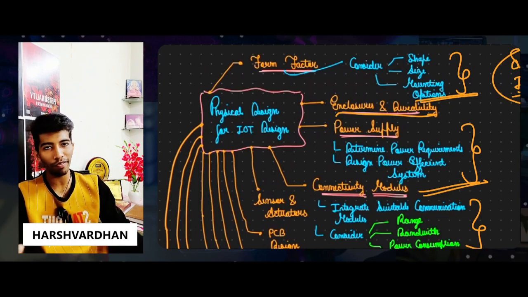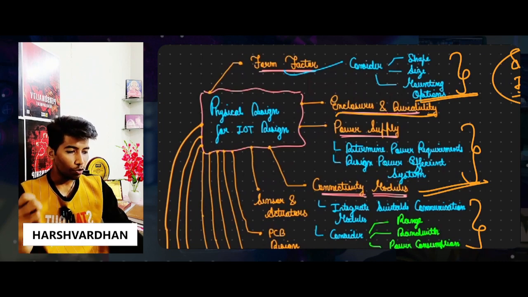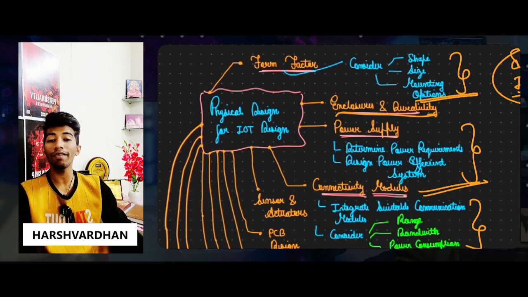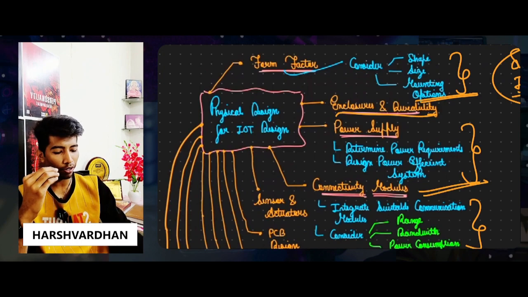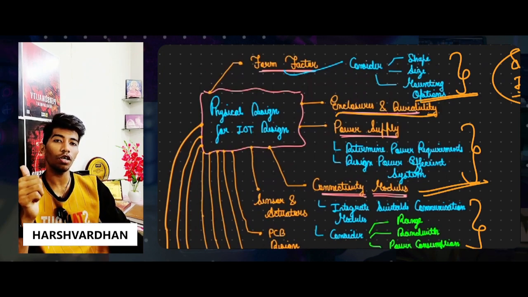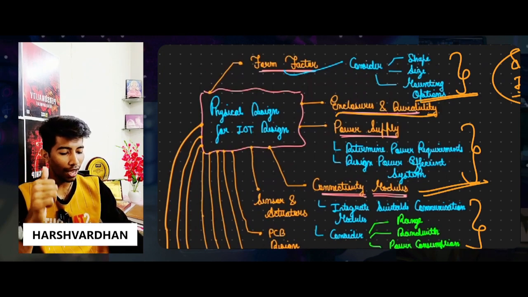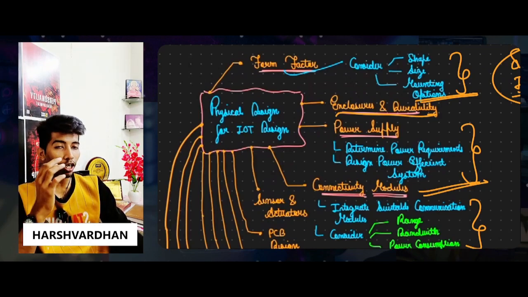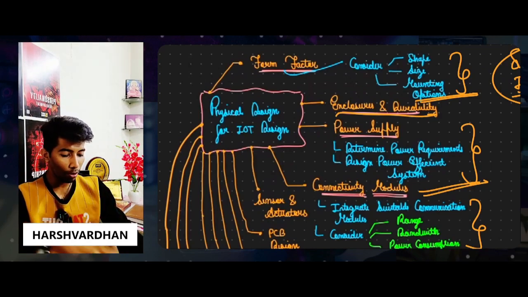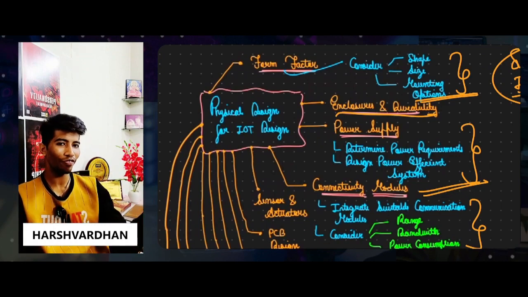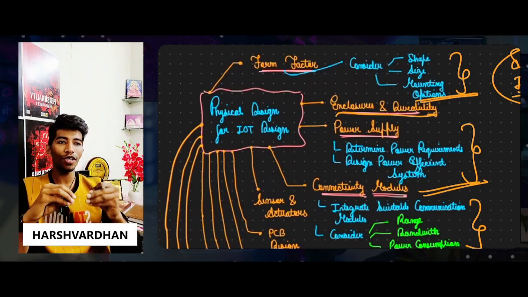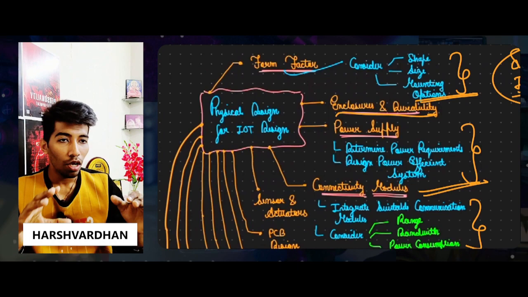Talking about them one by one in detail, let's go. Form factor: whichever system or device you are using in your IoT system, you should consider its shape, size, and monitoring options. Talking about enclosures and durability, it is the working durability of that stuff, like how it is going to work and for how much time it will work.